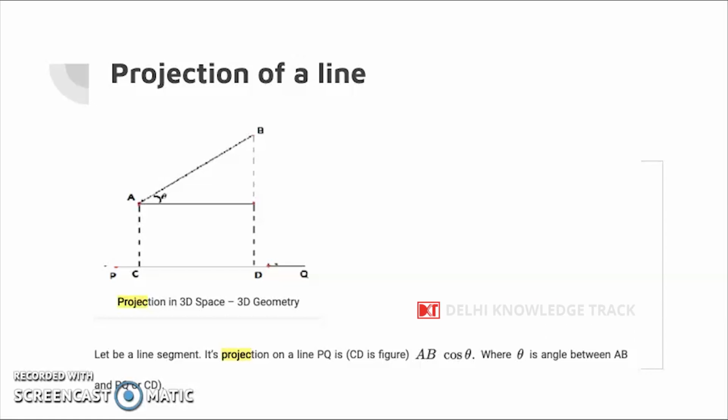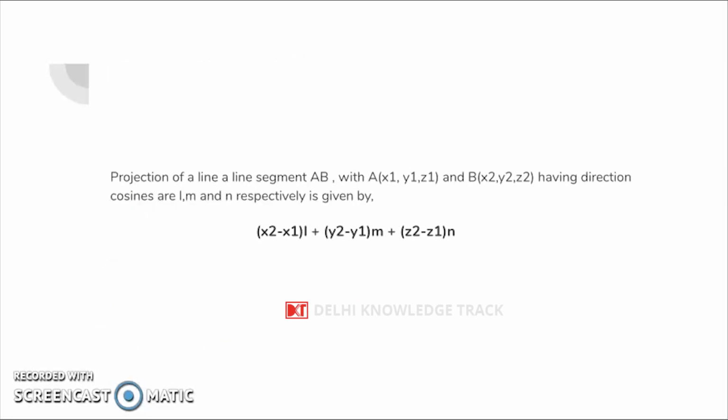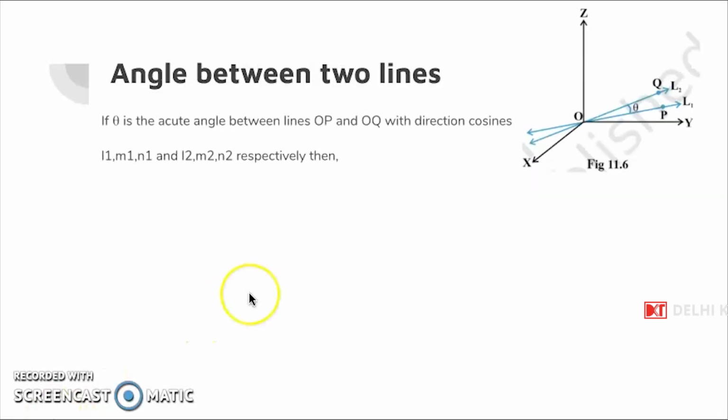As we know that cos theta is the cosine of the angle, which can be represented by L, hence the projection of a line segment AB with A (x1, y1, z1) and B (x2, y2, z2), having direction cosines L, M and N respectively, is given by (x2 minus x1) into L plus (y2 minus y1) into M plus (z2 minus z1) into N. Now this is a really important topic, angle between two lines.